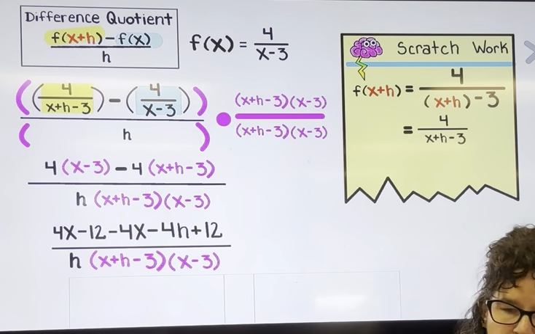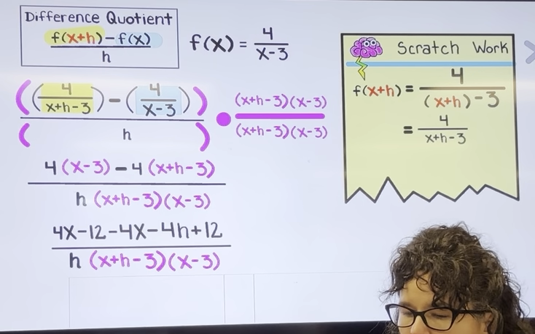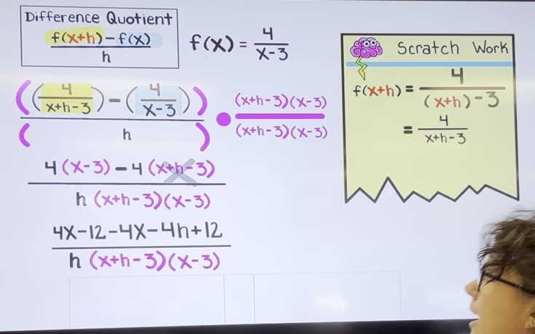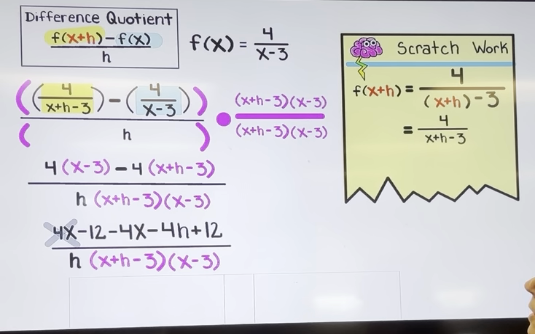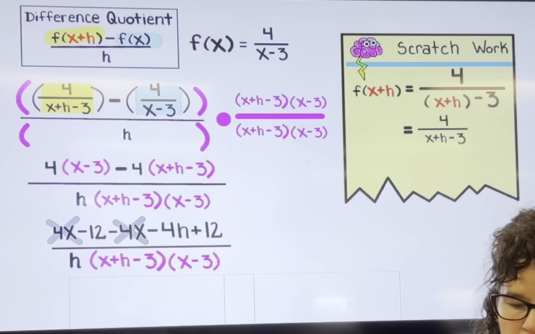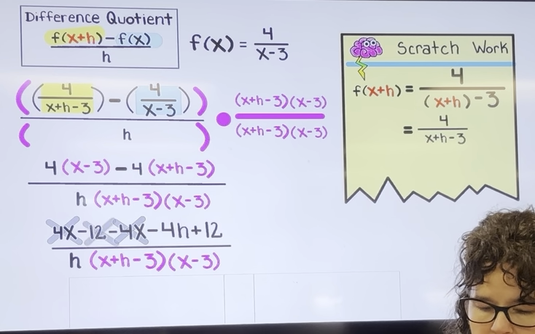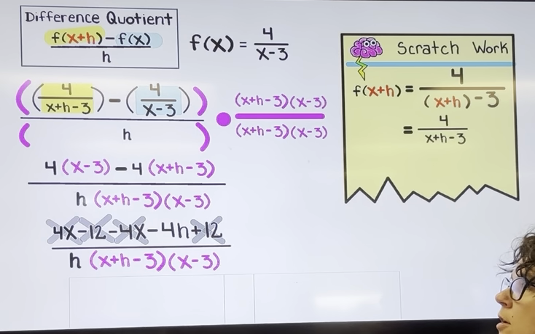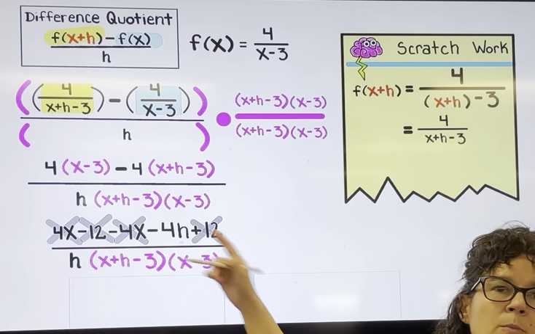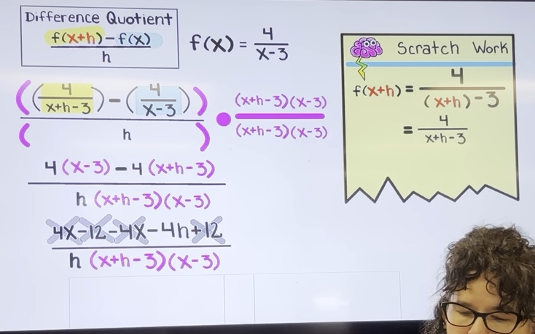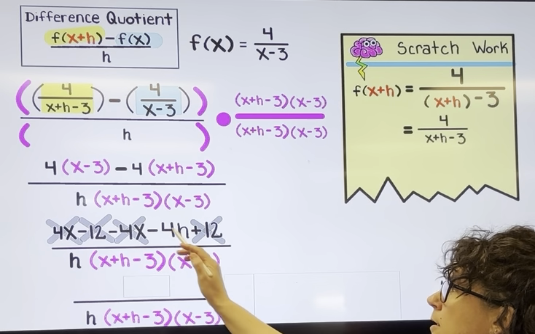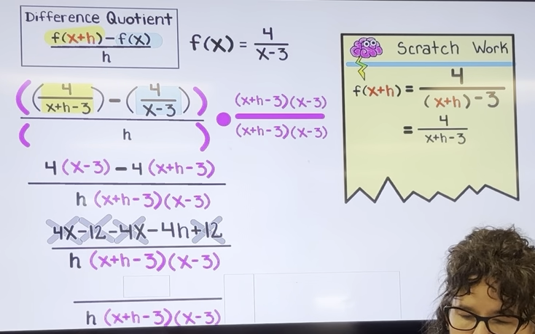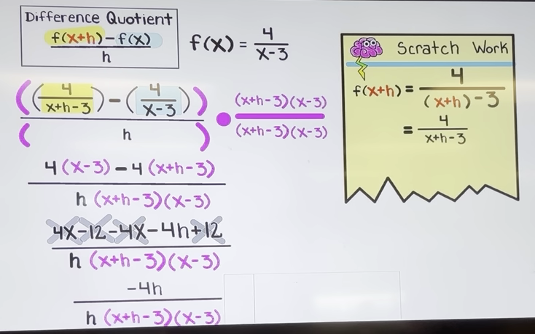Simplifying our fraction further, we can start looking in the numerator for anything that we can get rid of. So this 4x and this negative 4x, they get rid of each other. The negative 12 and the positive 12, those get rid of each other. So all I have left in the numerator is negative 4h. Denominator's still the same.